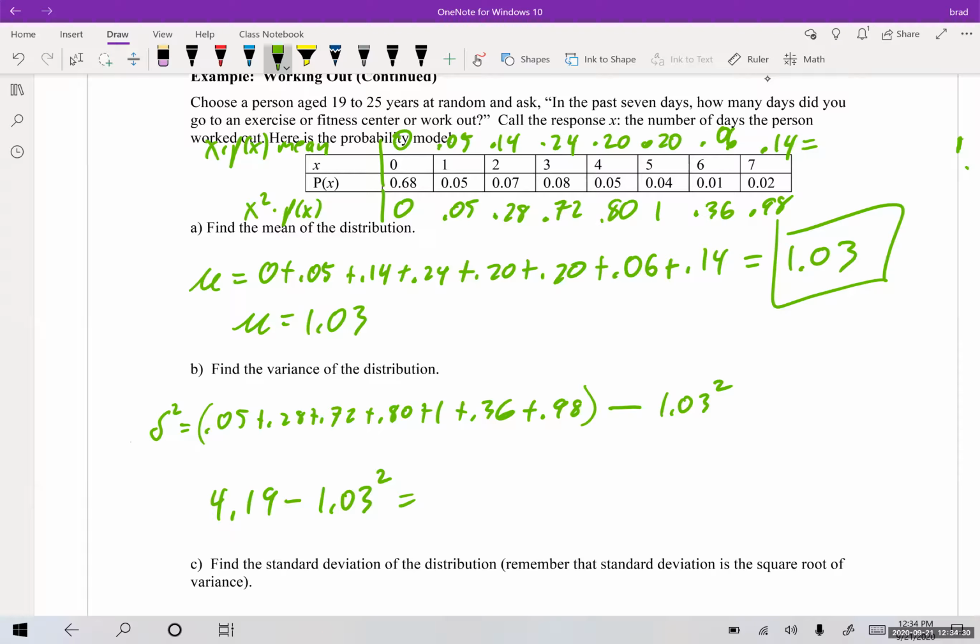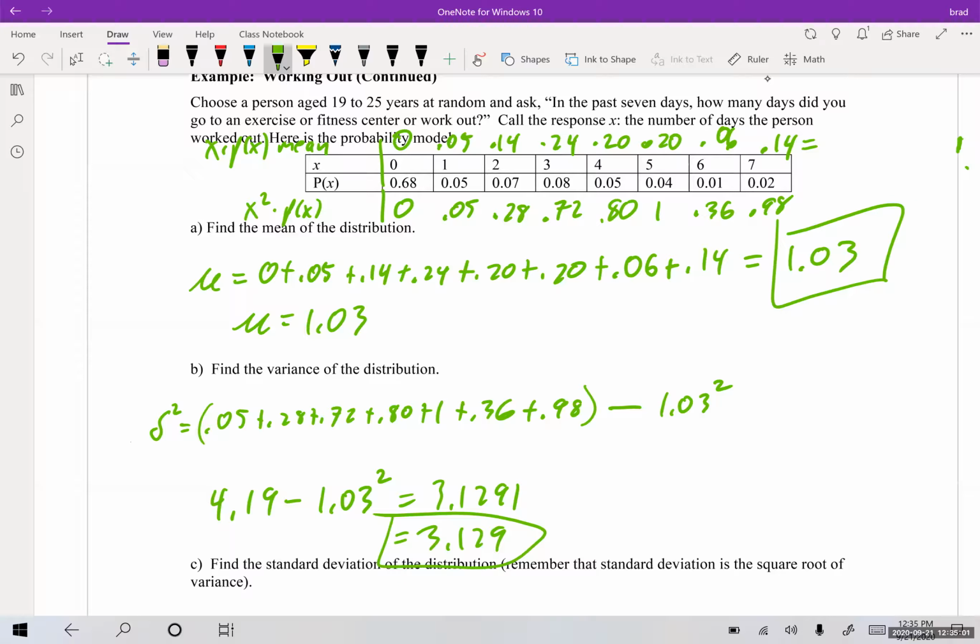Let me see here. Oh, that's 0.28, not 0.25. Sorry about that, it's going to be off a little. I messed up. 0.28. So I get 4.19 minus 1.03 squared, and that will equal 3.1291. But I'm just going to round it off to 3.129. And that will be our variance.